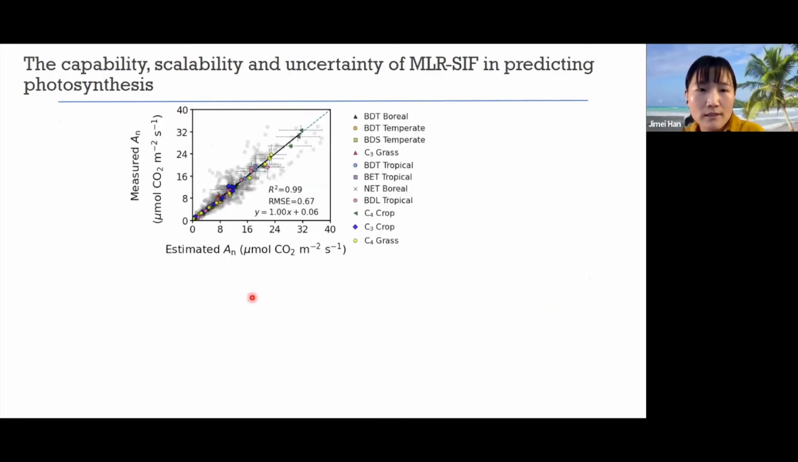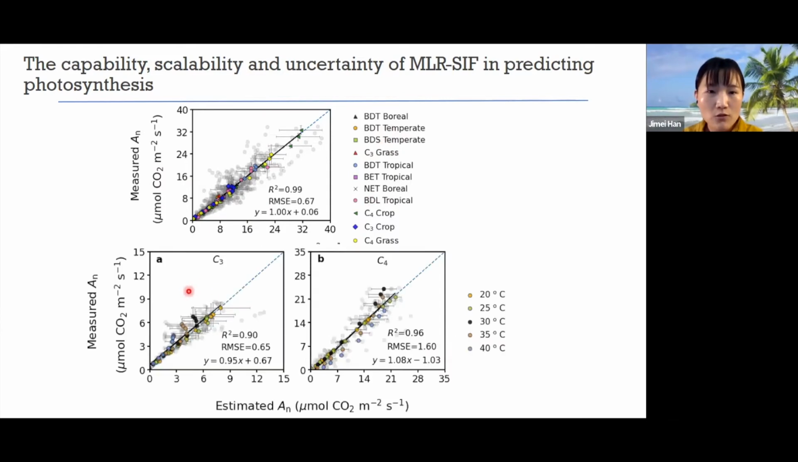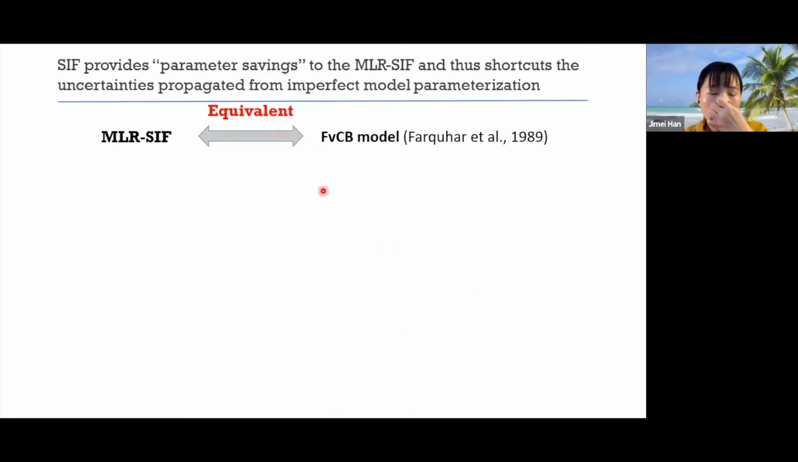And then we tested the performance of our model. This figure shows that our model can reproduce the measured photosynthesis very well across different plant functional type species. And also we tested its performance under different temperatures. Its performance is still very good. Then we tested the uncertainties of our model.